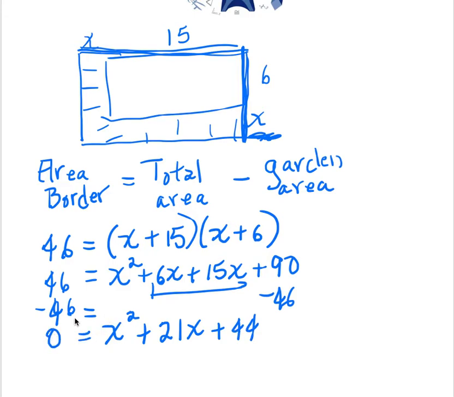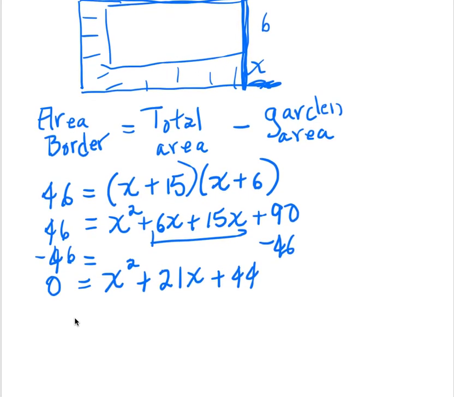Okay, so I want to solve for x here, and since we're learning factoring, we're going to use factoring. So I am looking for factors of 44 that combine into 21. And they're all positive here. So, wait a minute, what did I do? Oh, wait a minute, this is not right. 90 minus 46, right? Oh, I didn't subtract the garden area. That's why this is messed up.